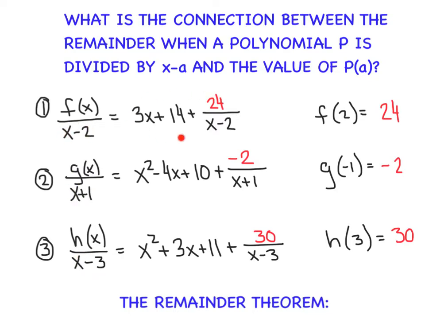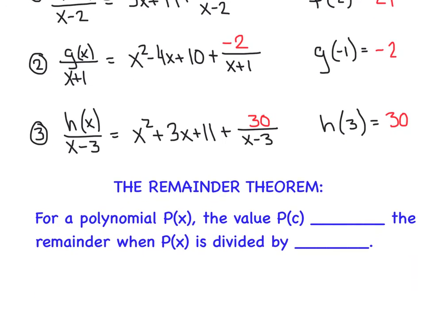And I want to compare these quotients that we're getting to the value of p of a. Notice if our linear factor is x minus 2, we're evaluating f of 2, not f of negative 2. If my linear factor was x plus 1, I'm evaluating g of negative 1. And if my linear factor was x minus 3, I'm evaluating h of 3. The color-coding shows us that this remainder matches the value of f of 2, this remainder matches the value of g of negative 1, and of course, this remainder matches the value of h of 3. So how in the world are we going to generalize that?